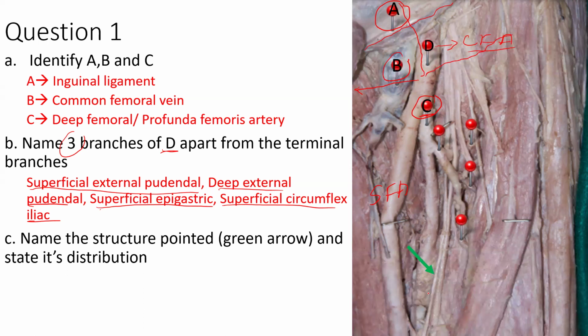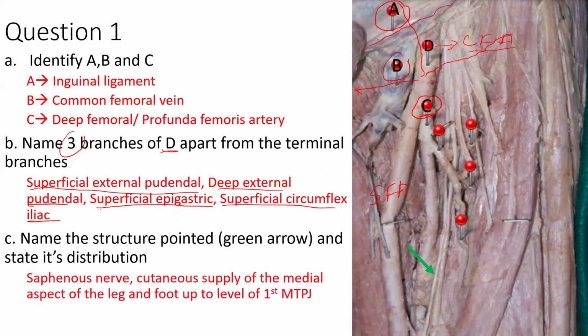branch from the posterior division of femoral nerve, and the distribution, it's the one responsible for the cutaneous supply for the medial aspect of the leg and the foot up to the level of the first metatarsophalangeal joint, okay? So it supplies the medial aspect of the leg and the foot up to the level of the first metatarsophalangeal joint.